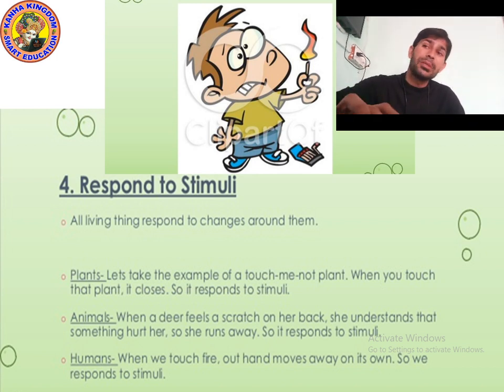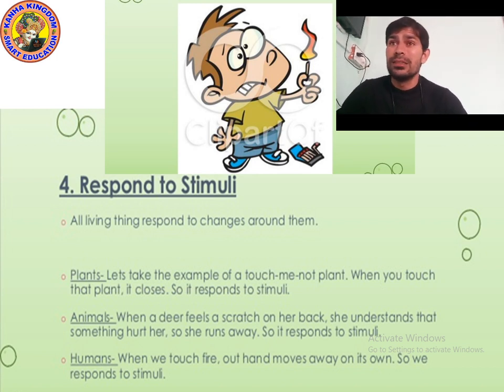As you can see in the picture, a boy is holding a burning matchstick. The boy is actually afraid of the fire. So we respond in many ways. Even plants respond. We studied the touch-me-not plant. How does it respond? When you touch it, it closes its leaves. So all living things respond to changes around them.